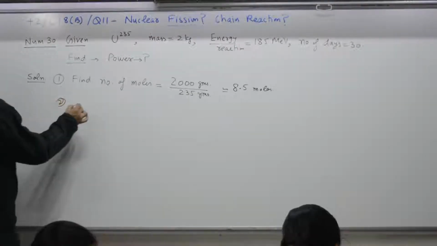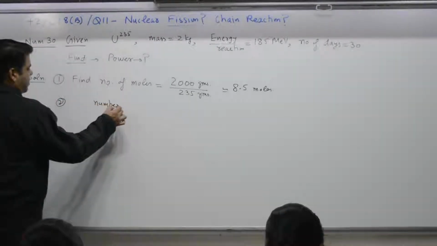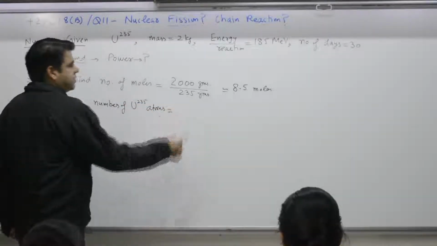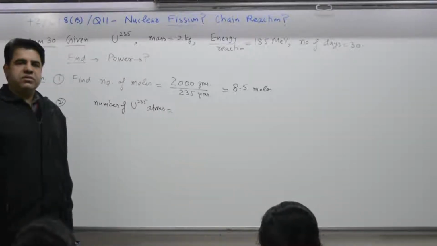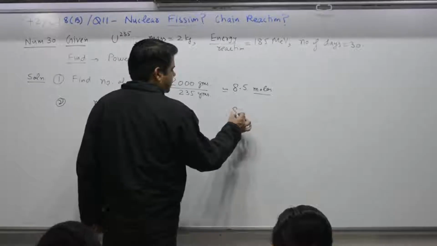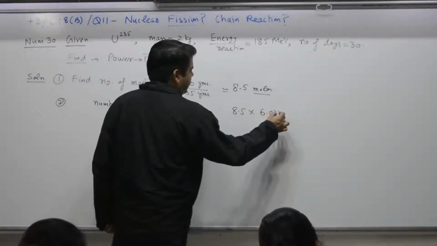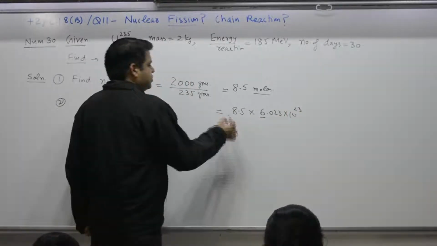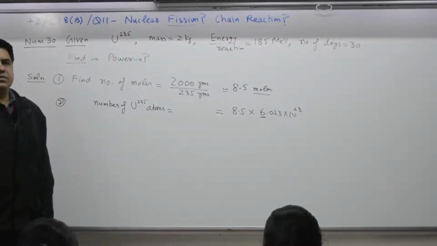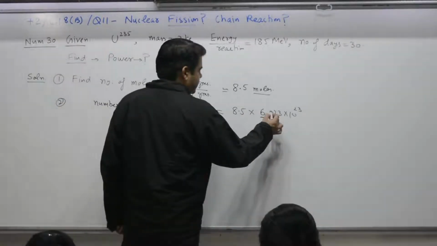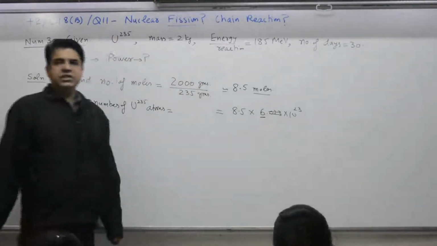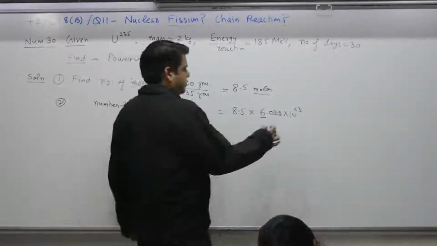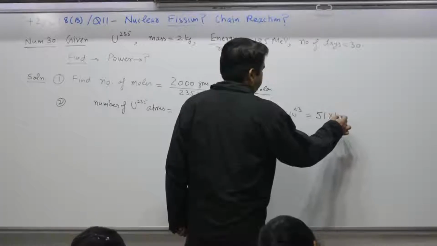Step 2, number of uranium 235 atoms. 1 mole has how many atoms? 6.023 into 10 power 23. We'll take an approximate value; for calculation, you can take it as 6 only, 10 power 23. Find how many atoms: 6 into 8.5, 51 into 10 power 23.